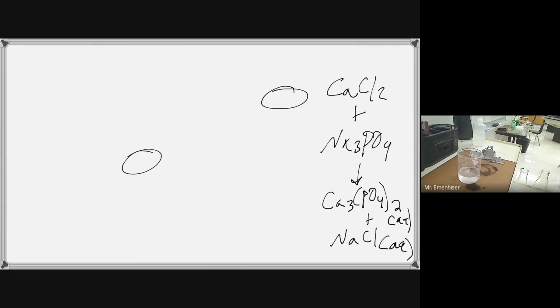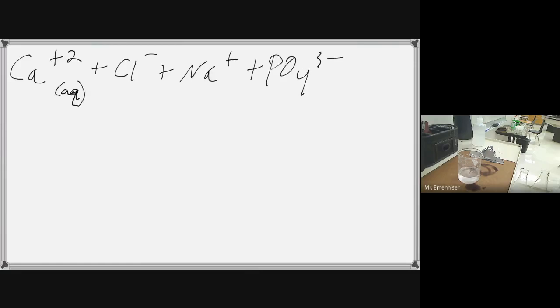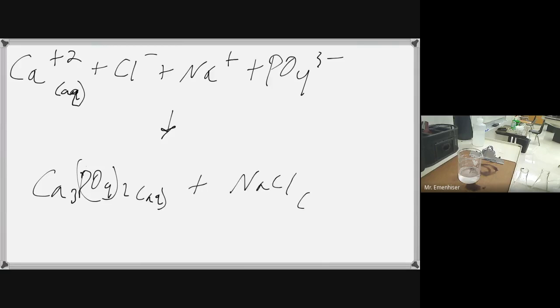Okay, I'm going to have to erase here. So calcium ions plus chloride ions plus sodium ions plus phosphate ions, all in solution, all aqueous. So I'm going to write AQ for that one, and it's the same for every one of them. They're going to react to form calcium phosphate aqueous and sodium chloride aqueous.